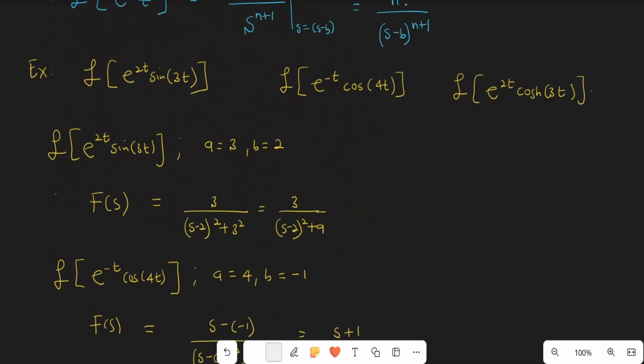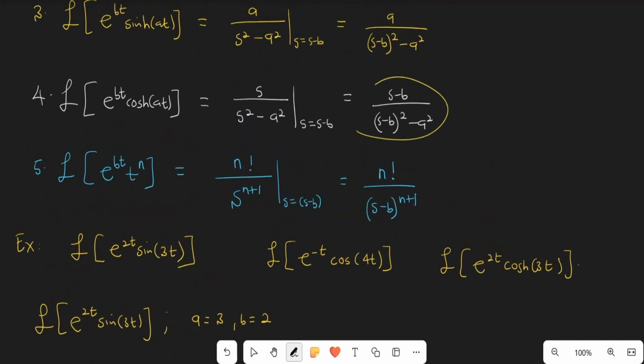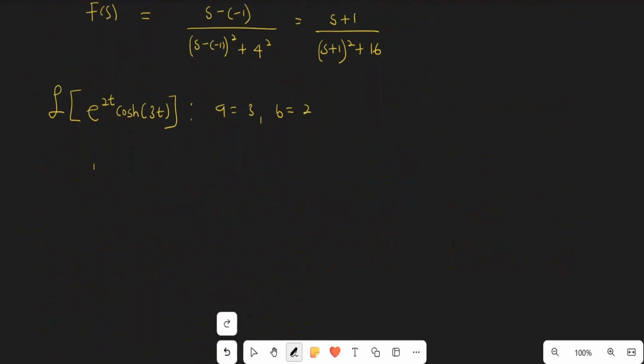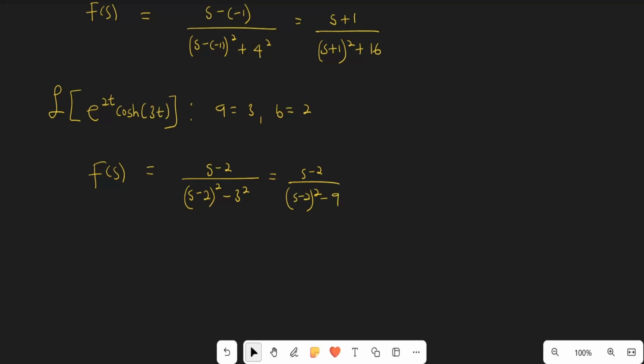Cool. So now we are going to use this one, that is s minus b divided by s minus b all squared minus a squared. So the Laplace transform of this function is equal to s minus b. So we have s minus 2 divided by s minus b, b is 2, all squared minus 3 squared. And this is equal to s minus 2 divided by s minus 2 all squared minus 9.